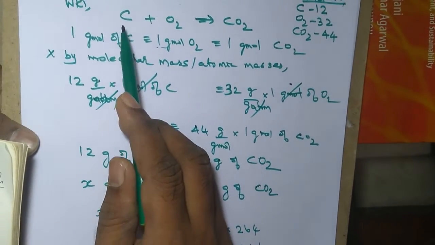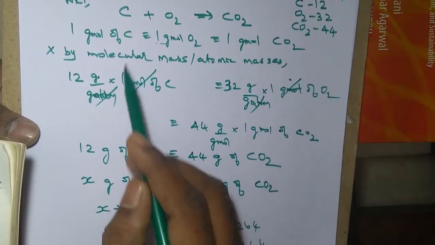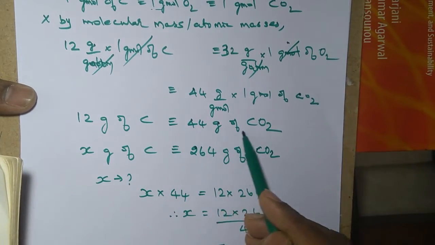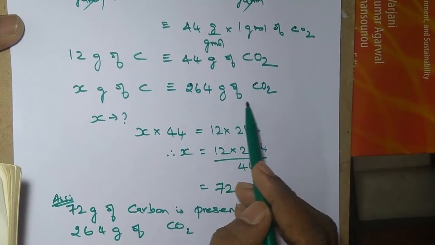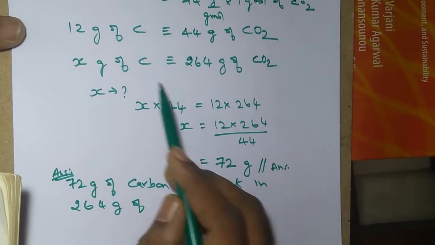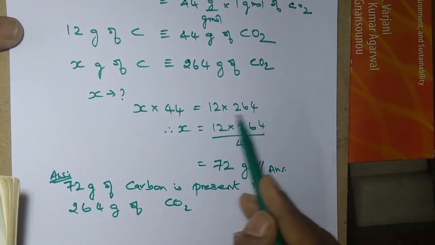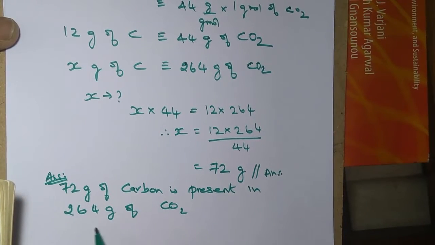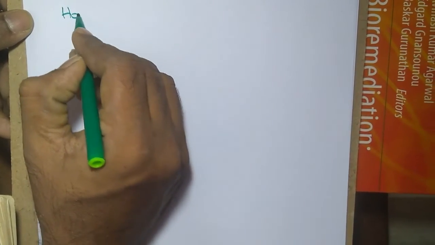I am repeating. We have written the combustion reaction C plus O2 giving CO2. We first wrote the gram equivalence, then the mass equivalent: 12 grams of carbon will form 44 grams of CO2. In the question it was given 264 grams of CO2, so what is the corresponding grams of carbon? We determined it by x, and found 72 grams of carbon present in 264 grams of CO2. So we will do another similar problem.